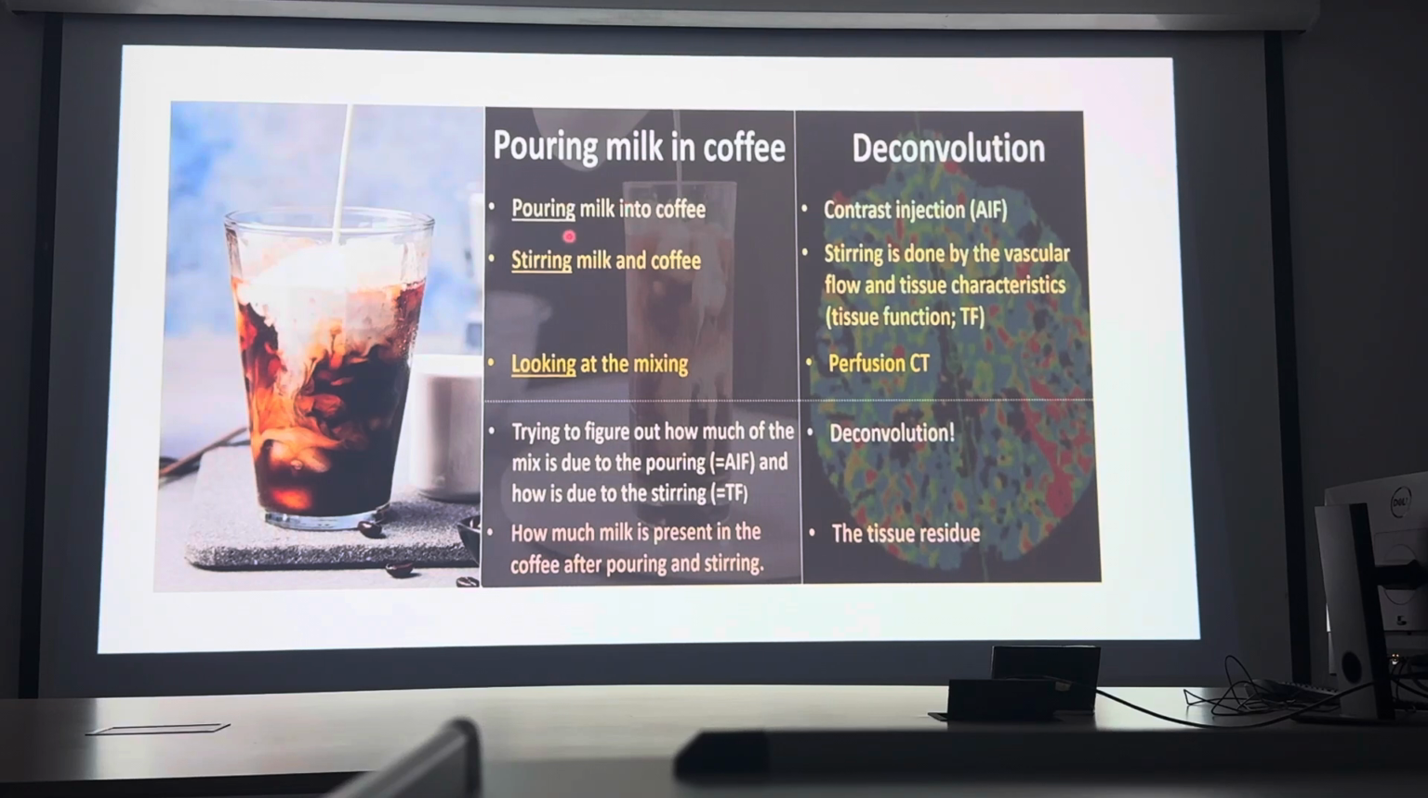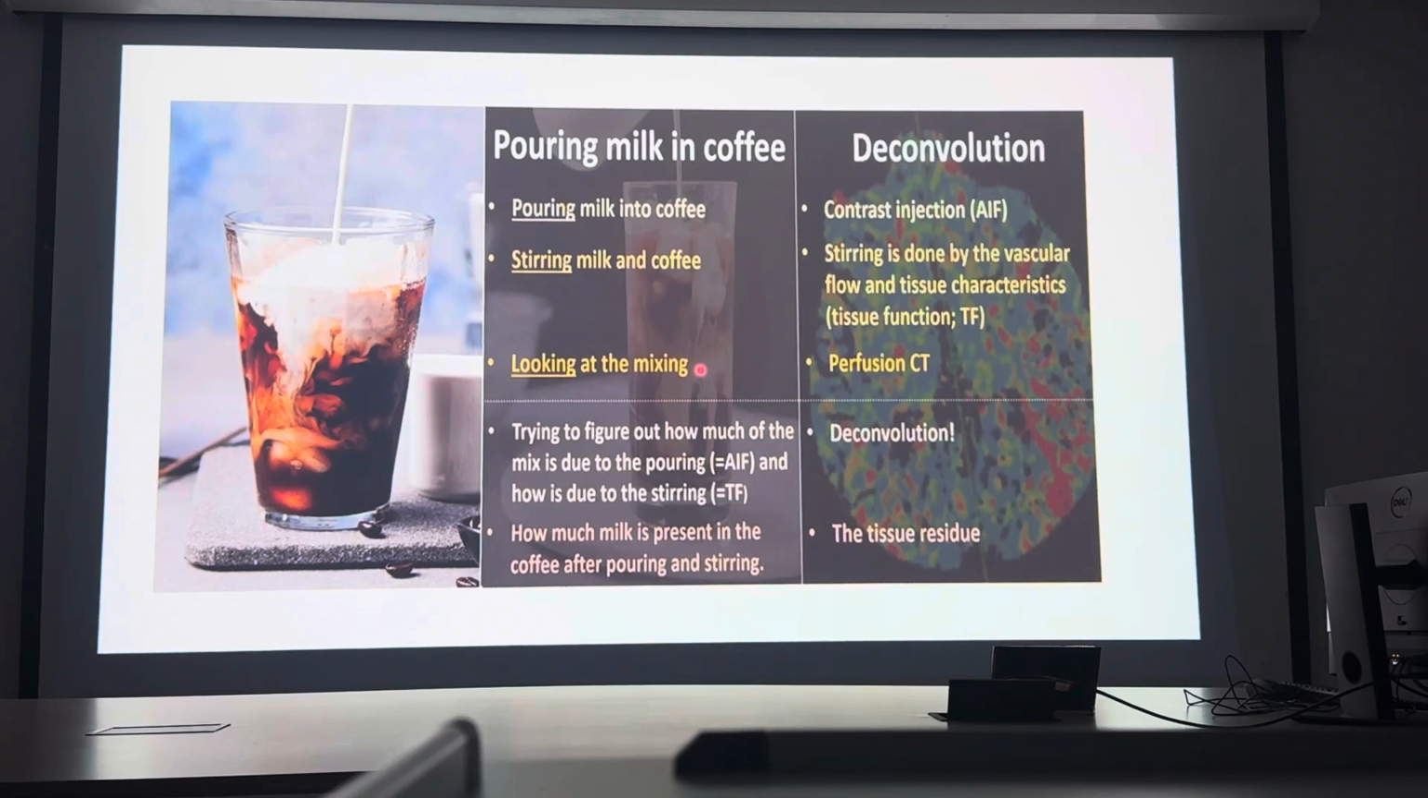Pouring milk into the coffee is representative of the contrast injection, and this will evaluate the arterial input function. The stirring of milk and coffee that we do after pouring is done by the vascular flow and tissue characteristics of the cell under evaluation, and this will be represented by the tissue function, TF. So we have the arterial input function by pouring, and we have the tissue function by stirring the milk and coffee.